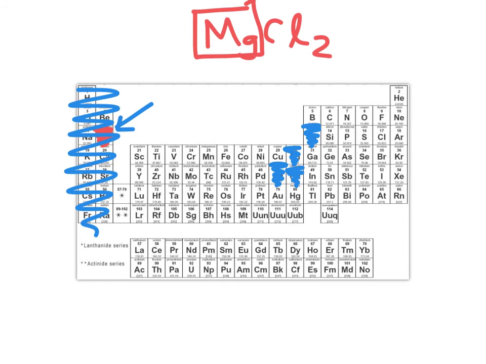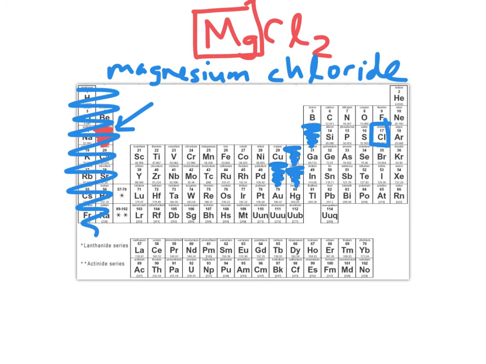And once we know it's a type 1 compound, the naming is really simple. All we need to do is name the metal. In this case, it's magnesium. And then we name the nonmetal as an ide. So Cl is right there, it's chlorine, but instead of chlorine, we're going to call it chloride. So MgCl2 is magnesium chloride.